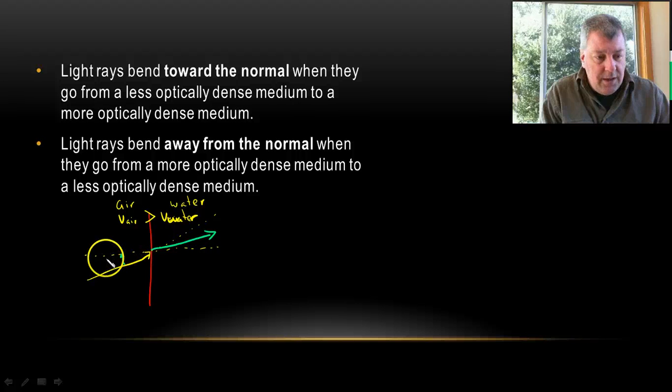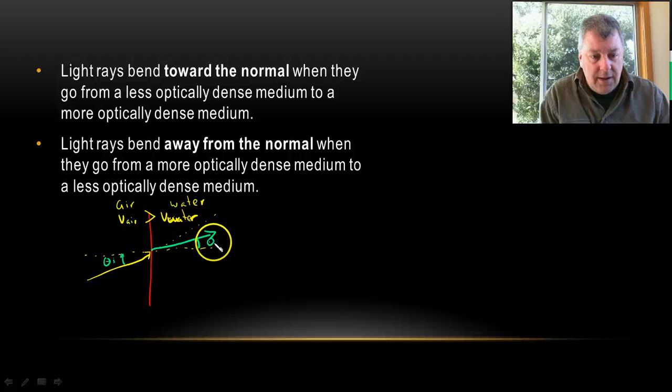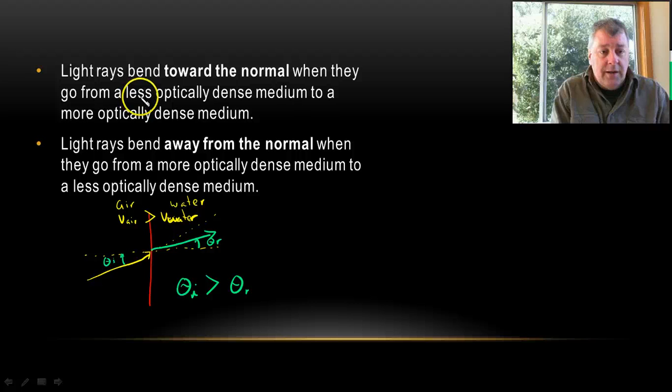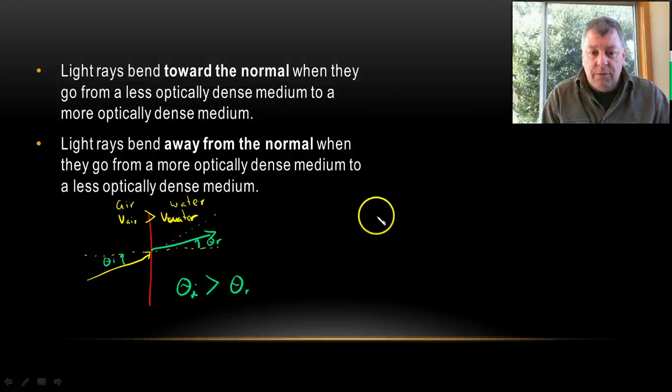So that would be our angle of incidence, and that would be our angle of refraction, and our angle of incidence is going to be greater than our angle of refraction because we're going from less optically dense to more optically dense. So we're bent towards the normal. What that means is the angle here is reduced.